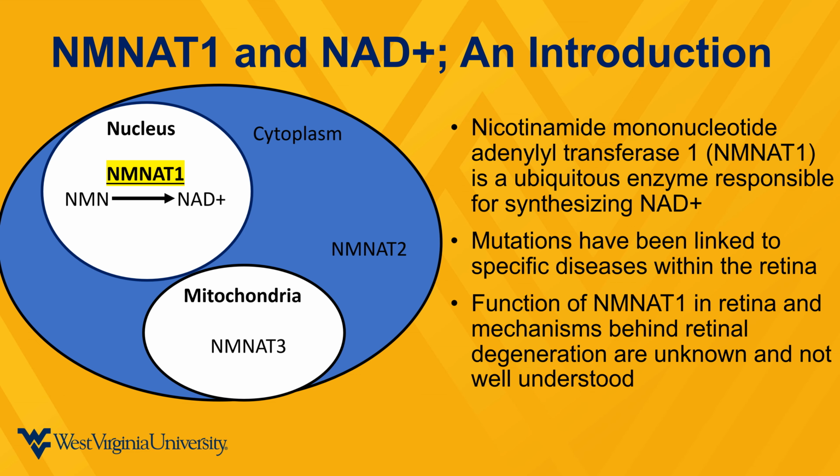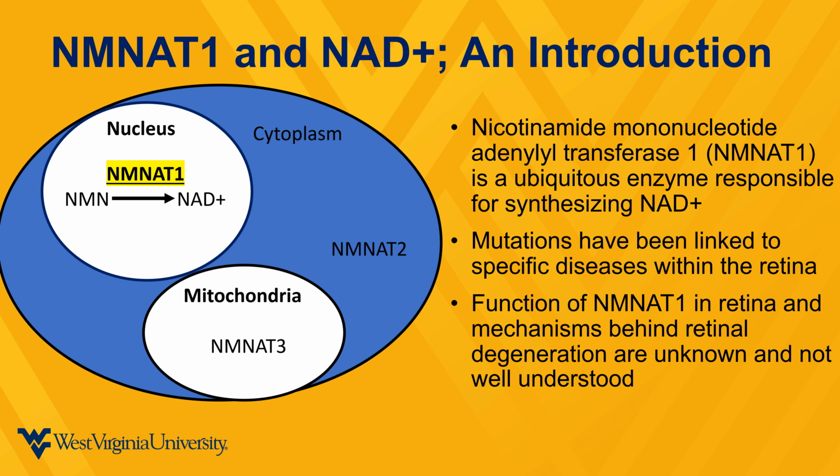Now I'd like to give a little background on what NMNAT1 and NAD are and why they're important to us. So NMNAT1 is a nuclear-specific enzyme that is found throughout the entire body and is responsible for synthesizing NAD+. As you can see in this diagram to the left, it catalyzes the reaction of NMN to NAD+. And you will notice that NMNAT has three different isoforms. There's NMNAT2, which is localized to the cytoplasm, actually right outside the Golgi, and NMNAT3, which is localized to the mitochondria. And NAD, as seen here, is very important to us.